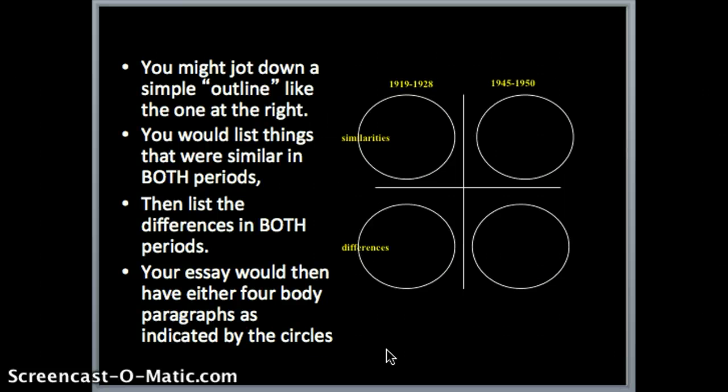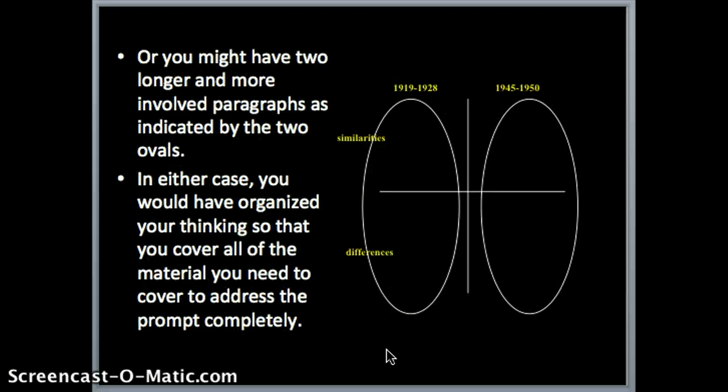You would list things that were similar in both periods, then list things that are different in both periods, and then your essay would either have 4 body paragraphs or 2 with each of the sections broken up. I like to do 4 personally myself. We notice we have the 2 time periods on the horizontal, and on the vertical we have the similarities and differences. Or you might have 2 longer and more involved paragraphs as indicated by the 2 ovals.